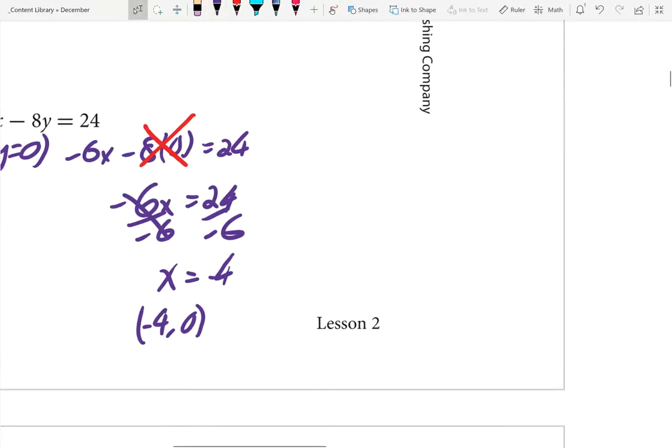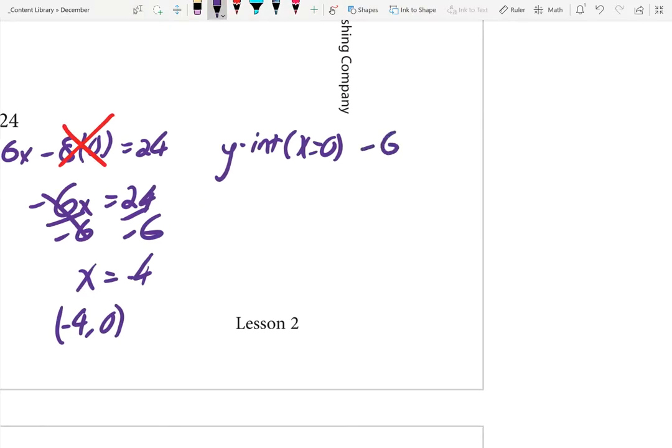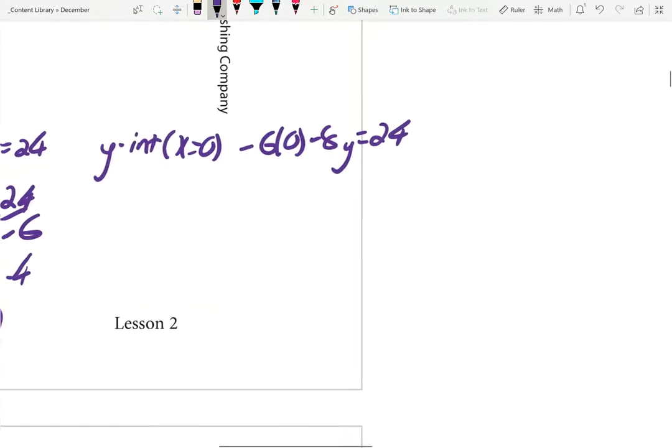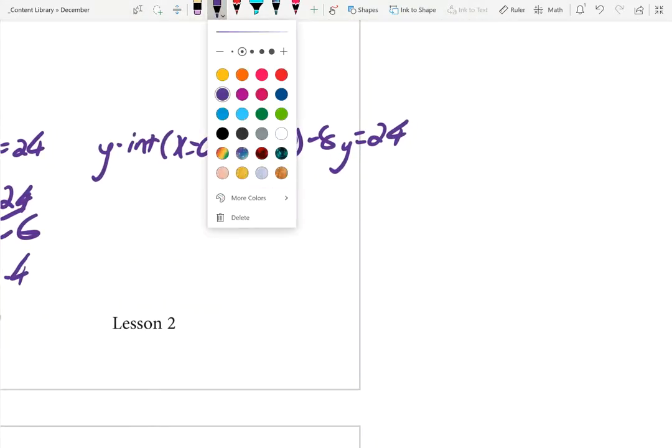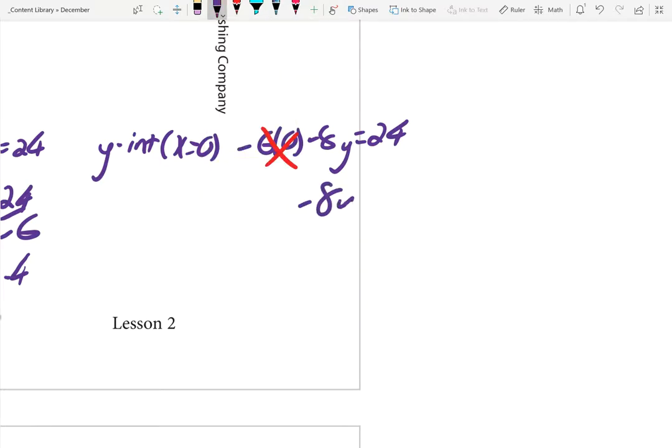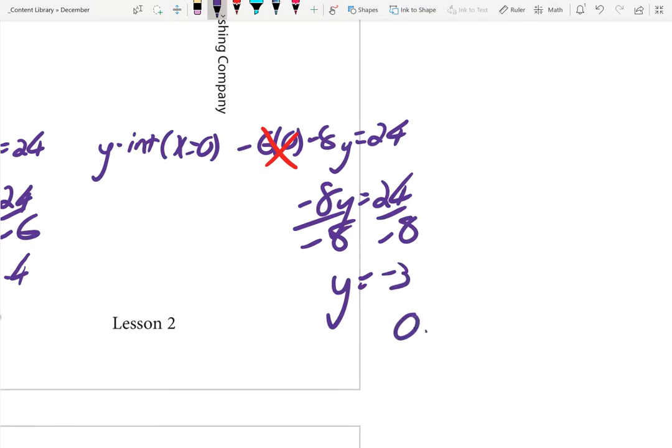And now when we want to solve for the y-intercept, we're plugging in x as 0. So that equation would be negative 6 times 0 plus 8y, or I'm sorry, minus 8y equals 24. Let me just make sure I wrote that down right. Yeah, okay, that's the correct equation. So negative 6 times 0 is, of course, 0 again, so you're just solving for the negative 8y equal to 24. And when you do that, we end up with y equals negative 3. So the y-intercept would be 0, negative 3.